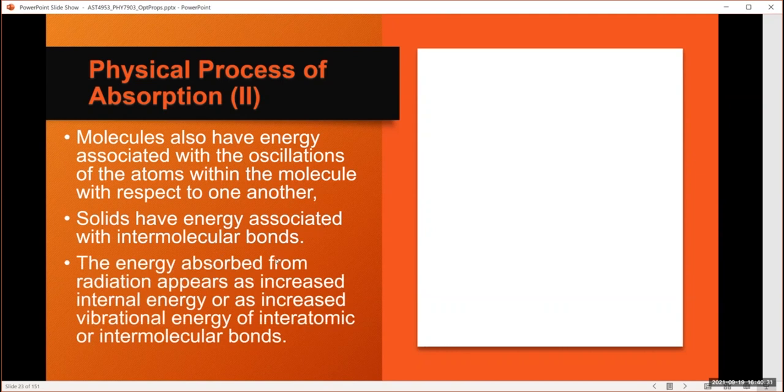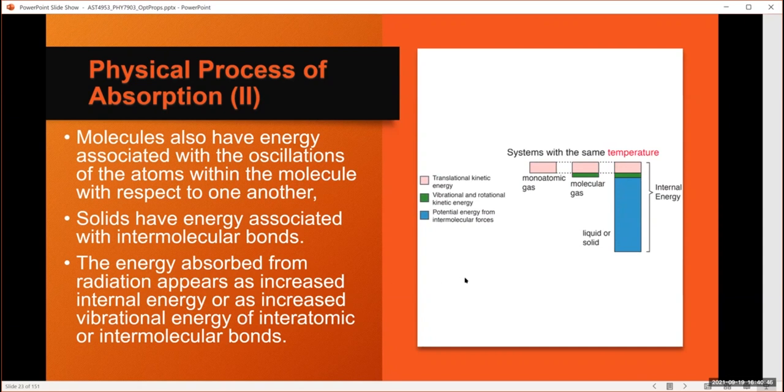And so when we have radiation that's being absorbed, it can be absorbed as an electronic transition, it can be absorbed as a molecular bond wiggling, and it can be absorbed as an intermolecular bond. And for that reason, solids are very good at storing energy in a way that atoms and molecules aren't.